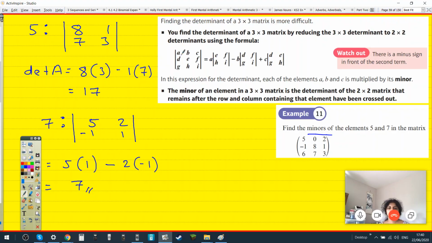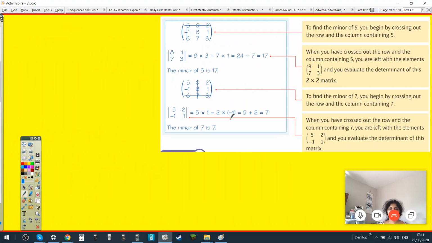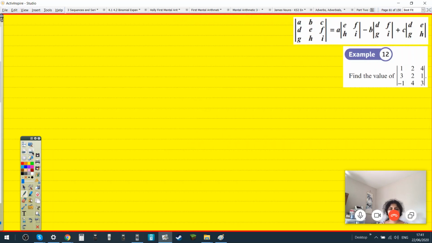So the minors are the determinants of the little bits in there. So it's the determinants of the 2 by 2 matrix. What do you mean by 5 and 7? Like, what do you have to do? So for this one, you cross out the row and column for 5, and you find the determinant of that 2 by 2 matrix. For 7, you cross out the 7's row and column, and then you do the same. Okay. That doesn't seem that bad. Yeah, 5, 2, minus 1, 1. And they use what looks like a modulus symbol. It just means determinant for this one.